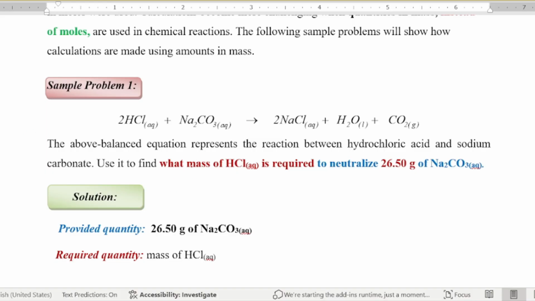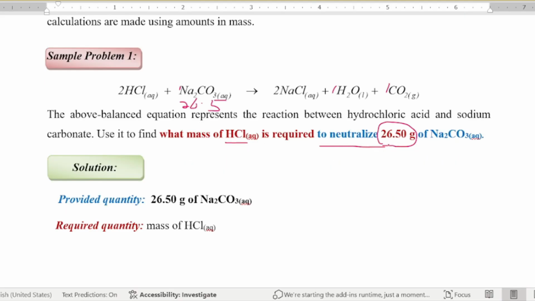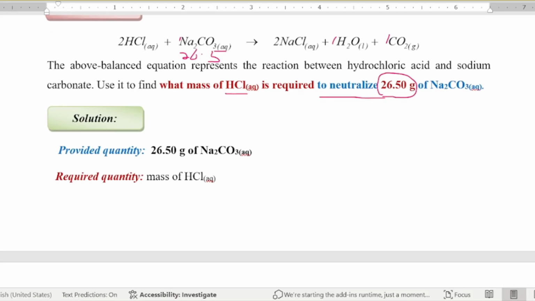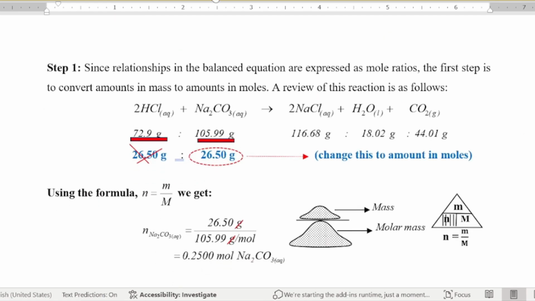So look at the problem. They're asking you what mass of HCl is required to neutralize this mass of sodium carbonate. Right? See, they didn't give you moles. If they give you moles, it was easy. So what we do, we try to change this value here from mass to quantity in moles. So we'll follow this example here and hopefully understand how to do these problems. So this is what is called the provided quantity, that mass, and this is what is required, okay? It's just showing you why you can't use mass.